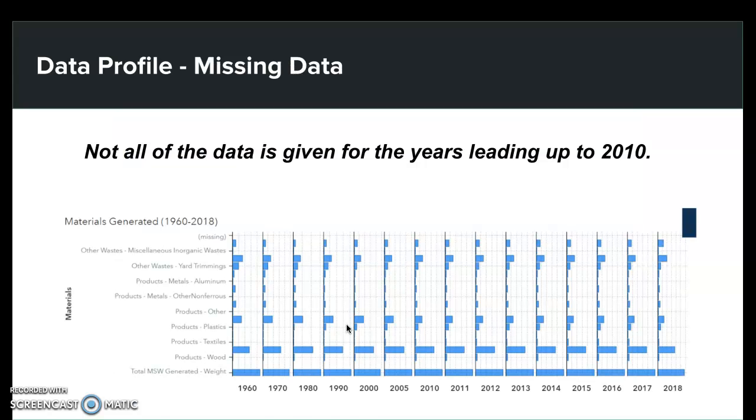As we can see with the missing data, not all of the data is given for the years leading up to 2018. Starting at 1960, it goes decade to decade to 2010, and then it goes year to year from 2010 to 2018. As we talked about earlier, the data set only goes to 2018, so we're not up to date on the materials generated.